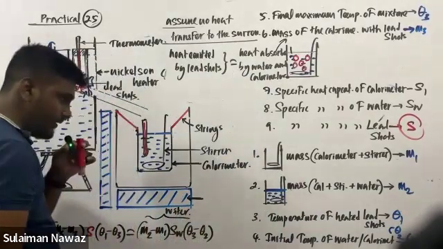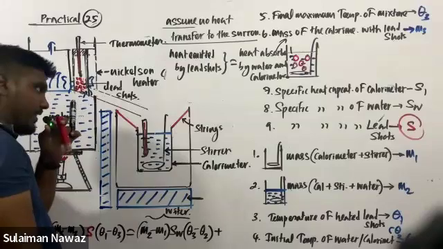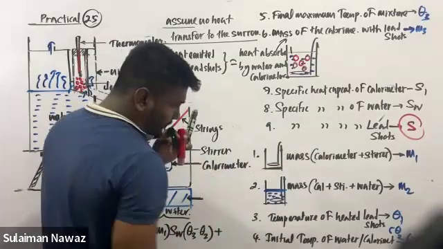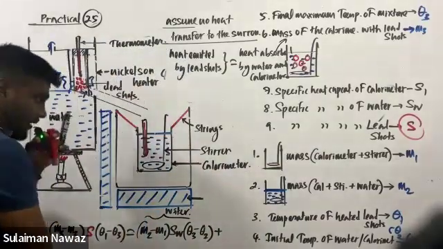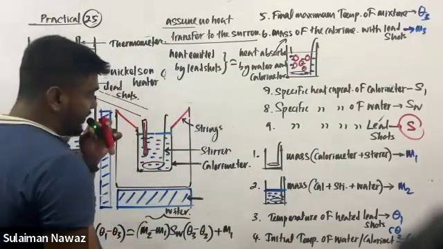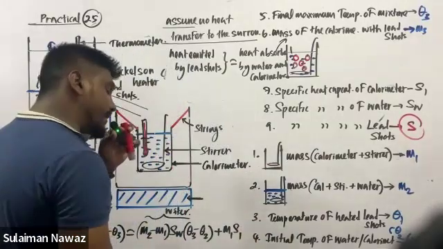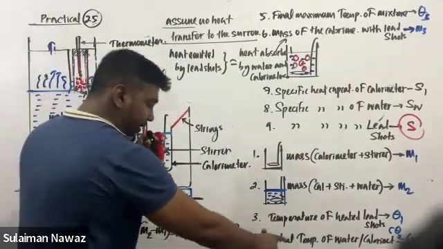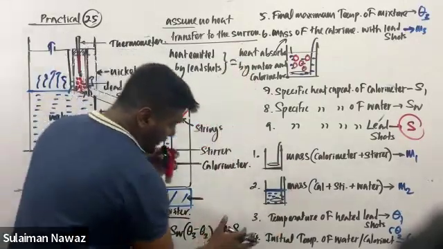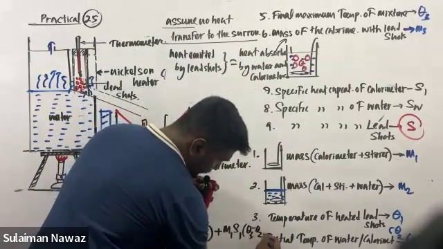Plus, the calorimeter is also absorbing heat. What is the mass of the calorimeter with the stirrer? M1. The specific heat capacity of the calorimeter is S1. What is the increase in temperature of the calorimeter? The initial temperature is theta 2 and the final temperature is theta 3, so theta 3 minus theta 2.